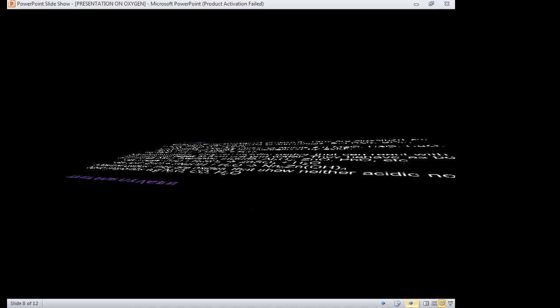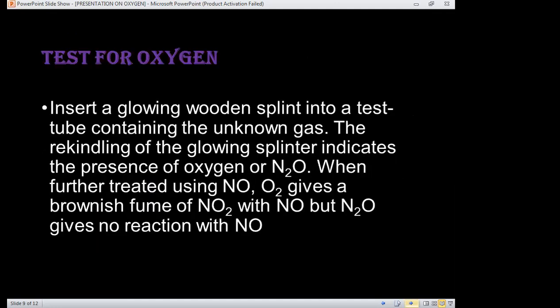Then how do we test for oxygen gas? For instance, we said oxygen is a colorless gas, but it is not the only colorless gas. If you are given a container that contains a particular gas, maybe a test tube, how can you prove that that gas is oxygen gas? What you need to do is to insert a burning wooden splint. A wooden splint is just a very flat kind of stick. Set it ablaze and then introduce it into the container that contains the gas.